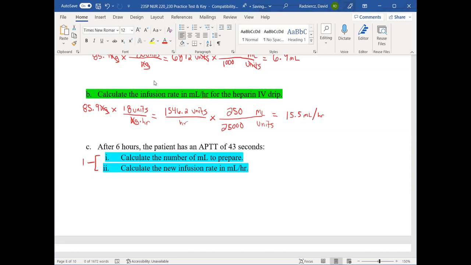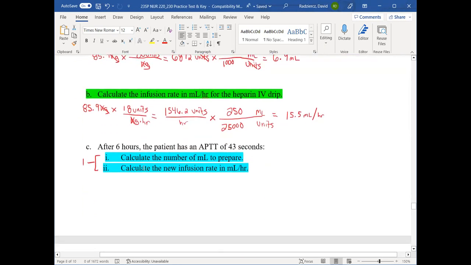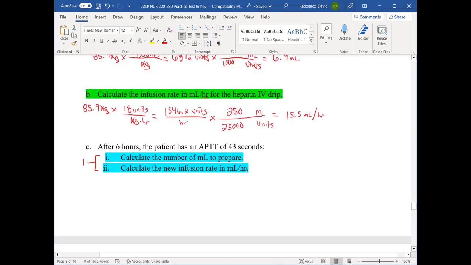All right, so that's how you do the infusion rate. Now, the next step would be a secondary question, a completely different question. Most likely what you'll see on your test is just to calculate the initial bolus and then calculate the initial infusion rate. However, now you'll also know how to do this if it came to it.